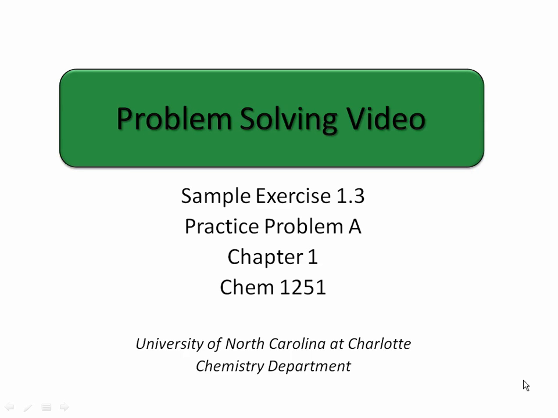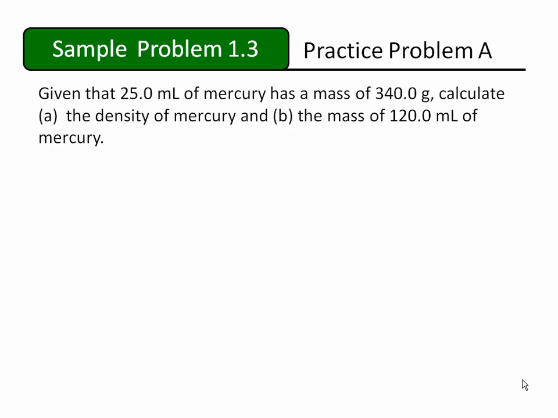This is the video solution to practice problem A that accompanies sample exercise 1.3 in your textbook. This problem appears on page 13. We're asked to solve a two-part problem given that 25.0 milliliters of mercury has a mass of 340.0 grams. We'll need to calculate the density of mercury and then calculate the mass of 120.0 milliliters of mercury.